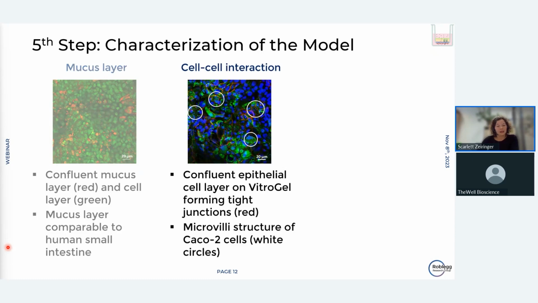As cell signaling is enabled by the cell contacts, the tight junctions, more precisely occludin, was stained. The figure illustrates a confluent cell layer. In blue, you can see again the cell nuclei, in green the cytoskeleton, and in red the cells connected via tight junctions. Further, we can see the typical microvilli structure of Caco-2 as indicated by the white circles.